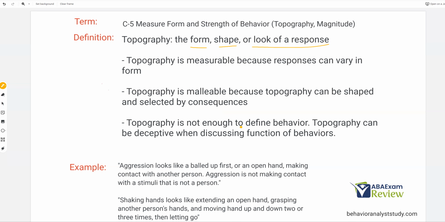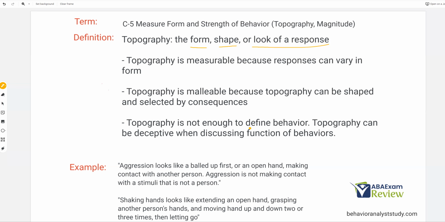Topography is not enough to define behavior. This is a big mistake people make where they say, well, we've got this behavior that looks like this. Okay, so what? What's the point? Why does the behavior occur? What effect does it have on the environment? Topography can be very deceptive when discussing functions of behavior, which is why topography is not enough. We need a topography and then we need a precise function. When the behavior looks like this, it happens for this reason.